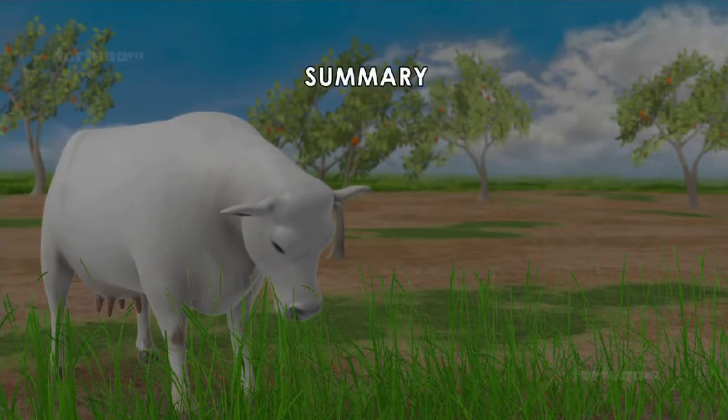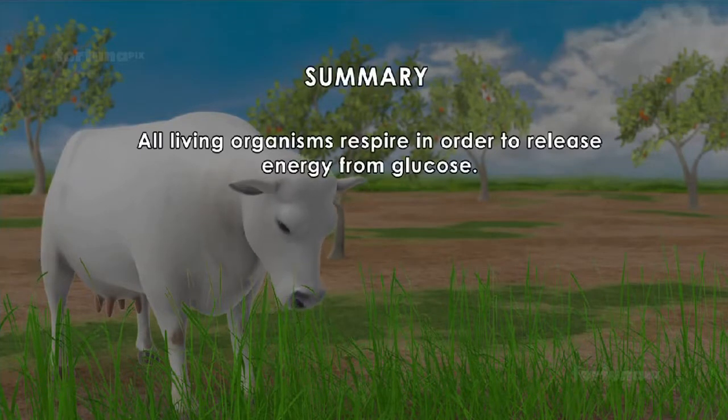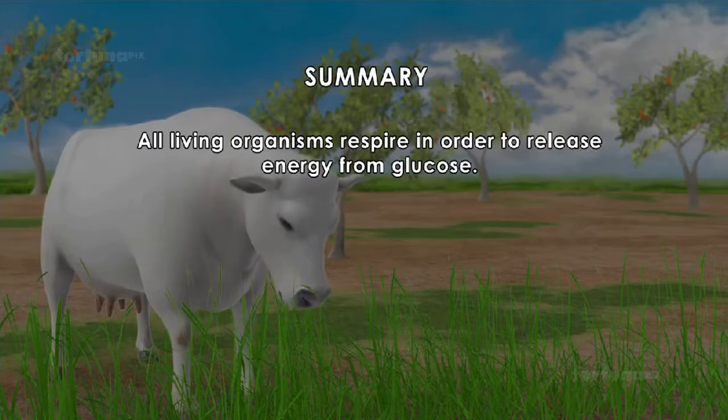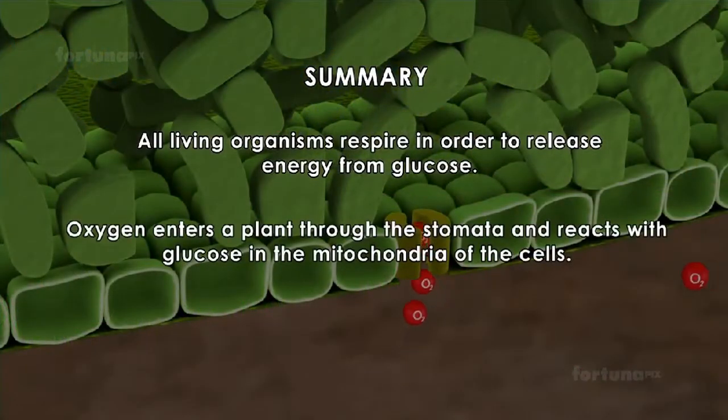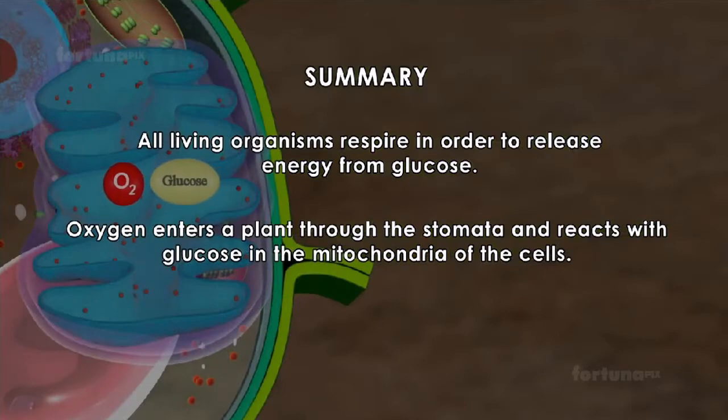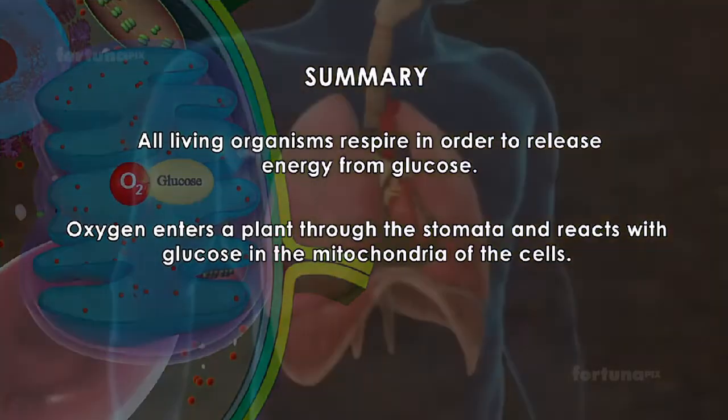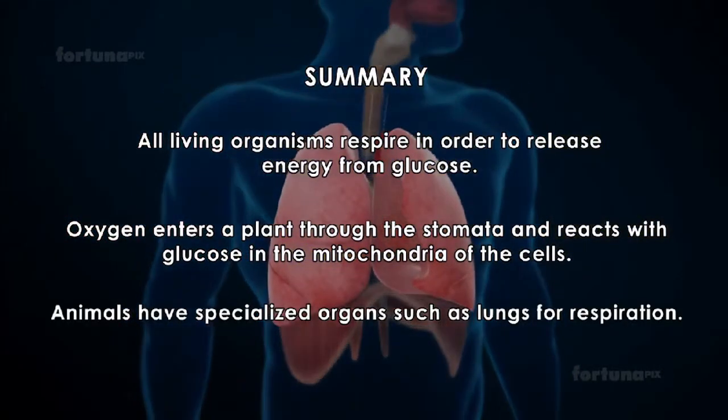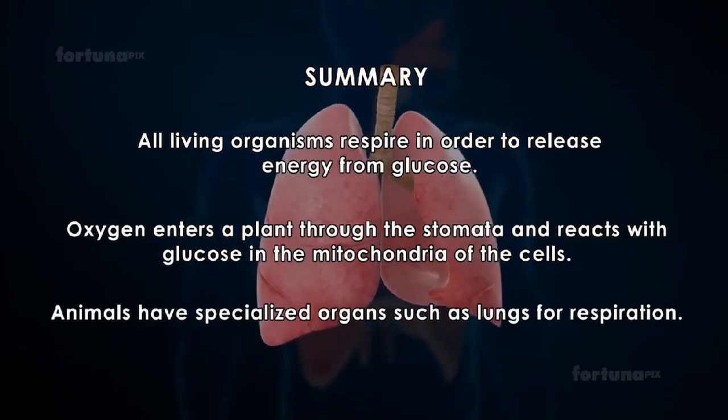Summary: all living organisms respire in order to release energy from glucose. Oxygen enters a plant through the stomata and reacts with glucose in the mitochondria of the cells. Animals have specialized organs such as lungs for respiration.